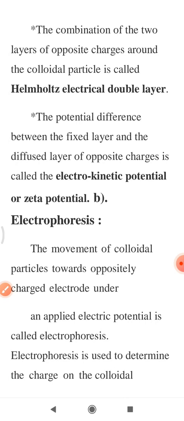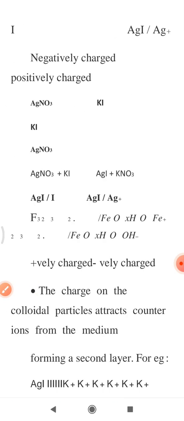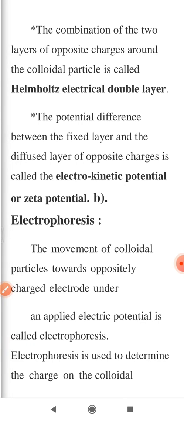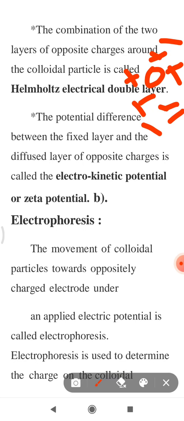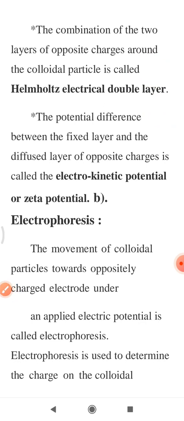So, the combination of two layers of opposite charge around the colloidal particle is known as the Helmholtz electric double layer. So, if this is a colloidal particle with a positive charge, and then there is a negative charge around it, there will be a formation of a double layer, right, the electrical double layer, which is called the Helmholtz electrical double layer. The potential difference between the fixed layer and the diffused layer of opposite charge is called the electrokinetic potential or the zeta potential. So, this is about the charge on the colloid.